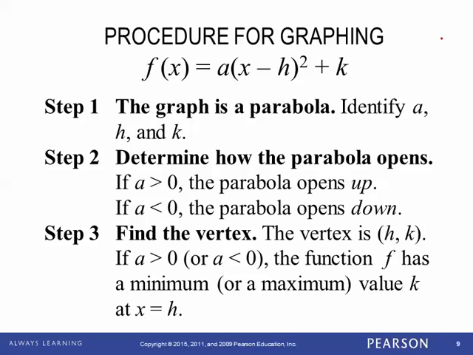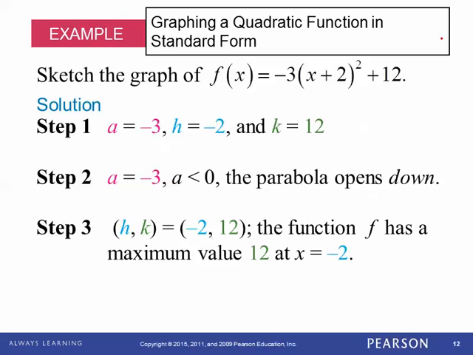So, an example problem first. Again, this is in your textbook, example 2, given this problem. Let's think with me for a little bit. So a is -3. h is -2. Remember, it's the opposite of this. And k is whatever that number is at the end here.